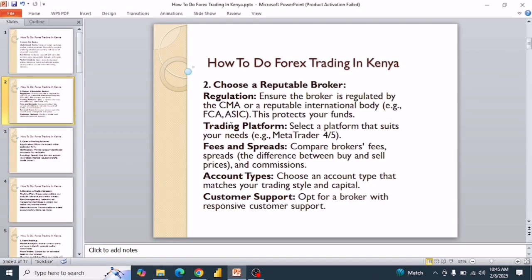The next thing you need to know is choosing a reputable broker. A broker is someone who will help you open a trading account. So for you to open a trading account, you must open it with a reputable broker who is licensed by the Capital Markets Authority of Kenya or any capital markets authority in your country. Then choose a trading platform. Mostly you start with MetaTrader 4 if you are trading currencies and also gold.